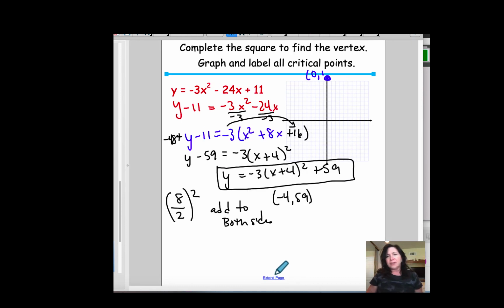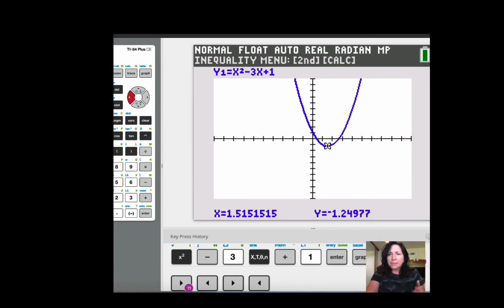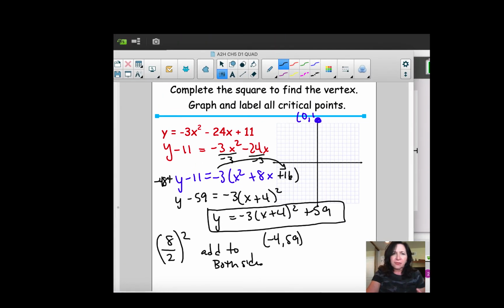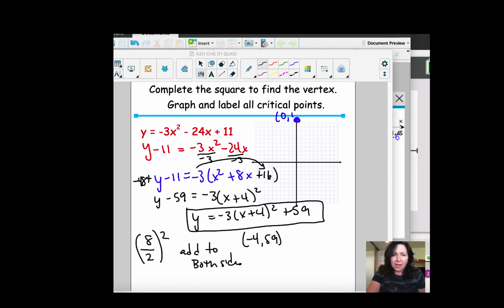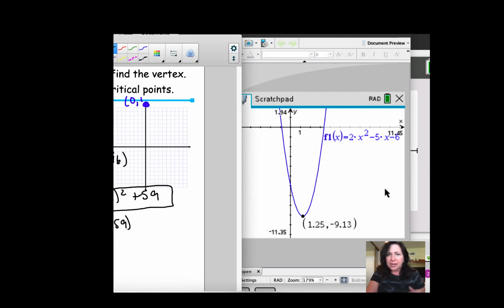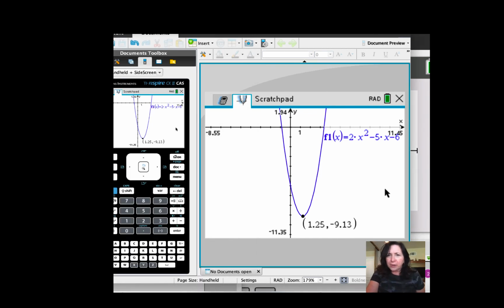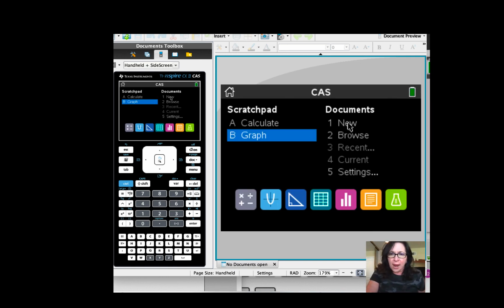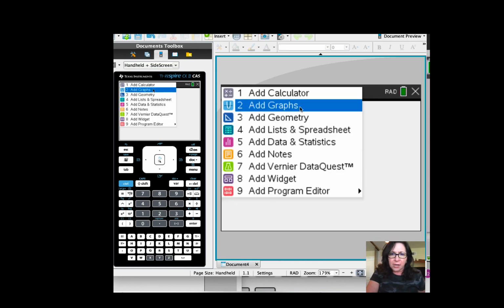And I would just absolutely double check that. I'm going to use my calculator. Let's see. I'm going to use the Inspire for this one, just switch things up a little bit. And let me put the actual equation into the Inspire, and let's see how we go. Put my glasses back on. Okay, so I'm going to close this out for this problem. I'm going to go graph, new document. I want a new graph.